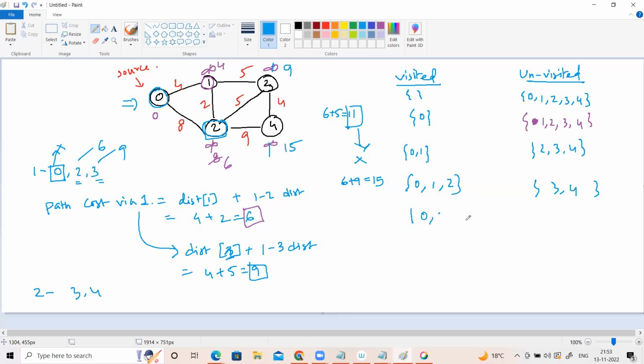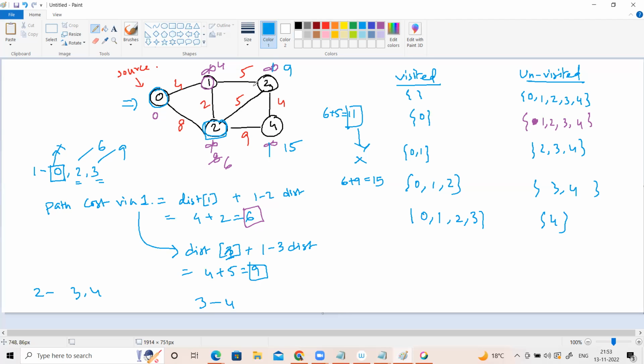0 1 2 3. We will explore the unvisited adjacent nodes of 3. That is only 4 right now, because 3 has adjacent nodes like 2, 1 and 4, but 1 and 2 are already under the visited part, right? The only part which is left unvisited is 4. So I'm just writing 4 over here.